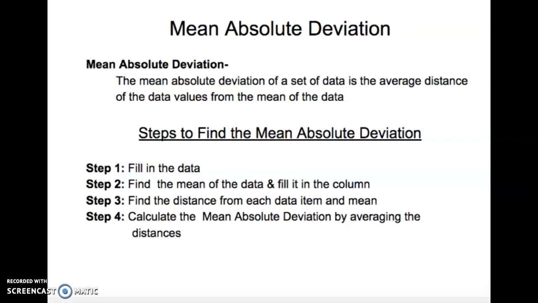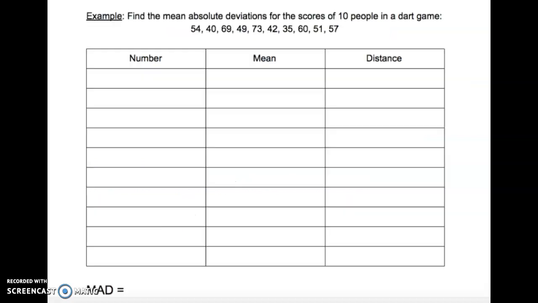So let's quickly go through the steps. You have to fill in all your data points. Lucky for us, we don't have to put them from least to greatest anymore to find mean absolute deviation anyway. We have to find the mean of the data. We have to find the distance from each data item to the mean. So we do that by subtraction, finding distance. And then we have to calculate the mean absolute deviation, which we also can abbreviate into MAD, by averaging the distances.